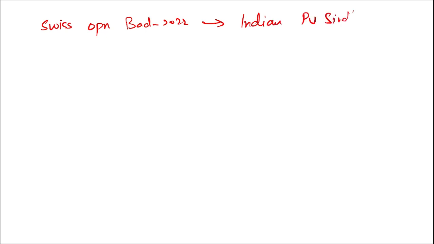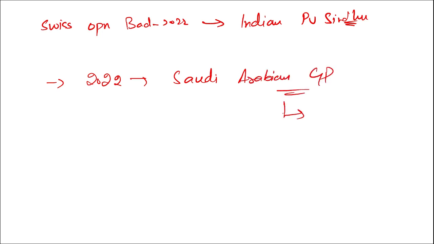Next, if I ask you, who won the Swiss Open Badminton Championship? Swiss Open Badminton Championship for the year 2022. She is from India. She is an Indian player. She is PV Sindhu. Alright, and then tell me who has won the 2022 Saudi Arabian Grand Prix. Saudi Arabian Grand Prix. It has been won by Max Verstappen.